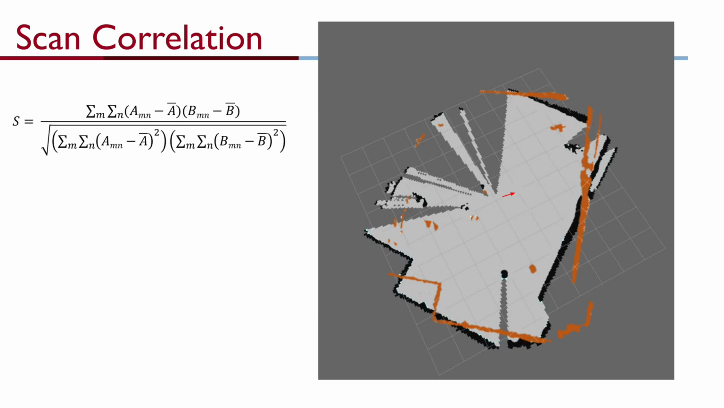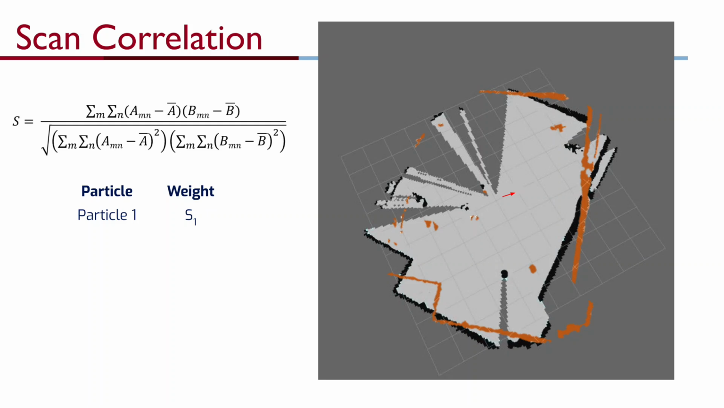Now, let's compute the correlation score for each particle. We use the formula shown on the screen. Here, A represents the map, and B represents the laser scan. The terms A bar and B bar are the average pixel values of each image, where wall pixels are assigned a value of 1 and free space pixels are assigned a value of 0. The indices M and N are simply the X and Y coordinates of the pixels. In simple words, this equation measures how well the orange scan points overlap with the black wall pixels on the map. A higher value indicates a better alignment between the scan and the map.